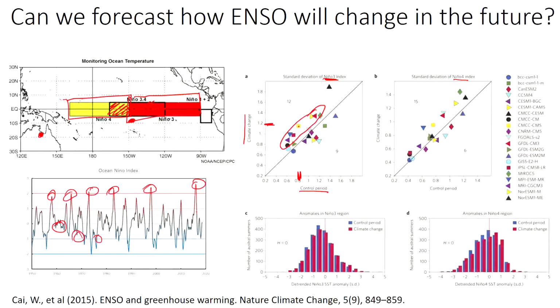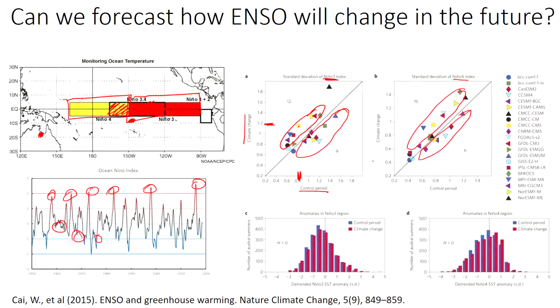But there's also climate models which have shown the exact opposite. So these ones down here are showing that actually the variability in the El Nino system has reduced. And that's exactly the same we show on the Nino 4 index. Some models show an increase, some models show a decrease.